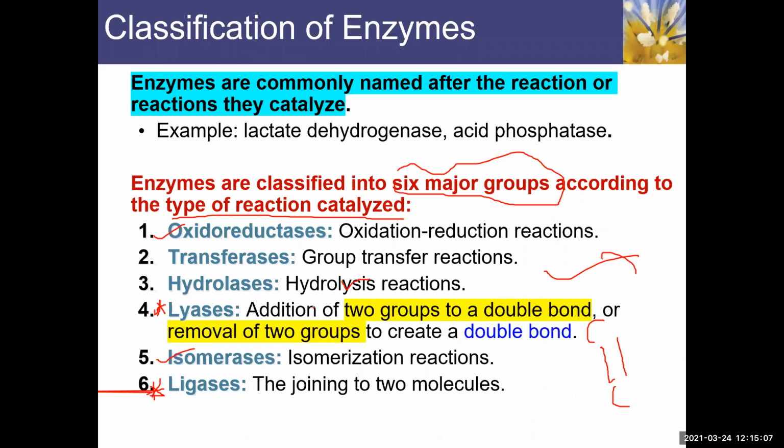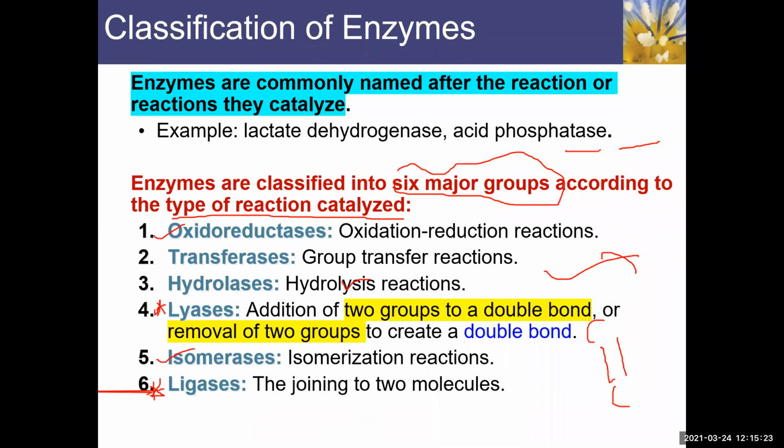And then we have the ligases here. Ligase and lyase are different now. Ligase is joining two things together. That is a ligase. Okay. So ligases are those enzymes which join two substrates.